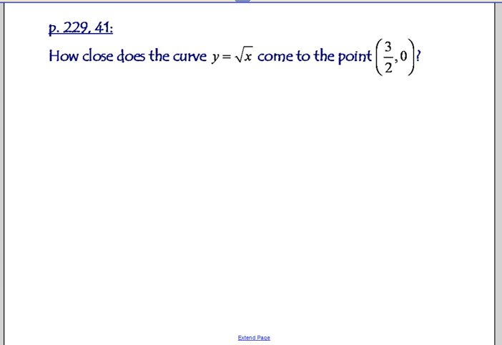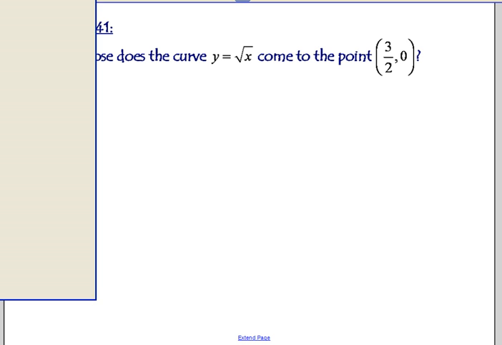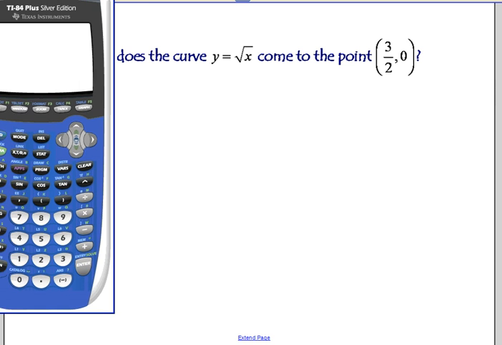Okay, this is problem number 41, and the problem reads, how close does the curve y equals square root of x come to the point 3/2, comma 0? So 3/2, 0. And the first thing you might want to do is get a sketch of this in your head, or I'm just going to pull up our calculator and we'll literally get a real sketch of this.